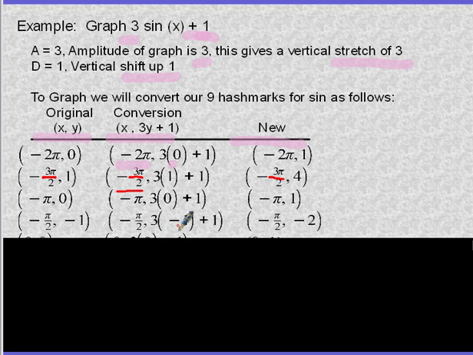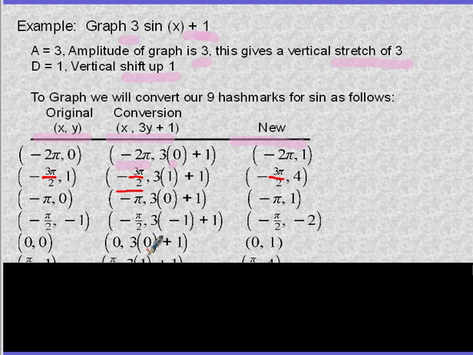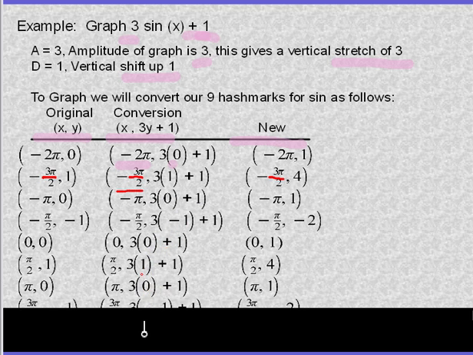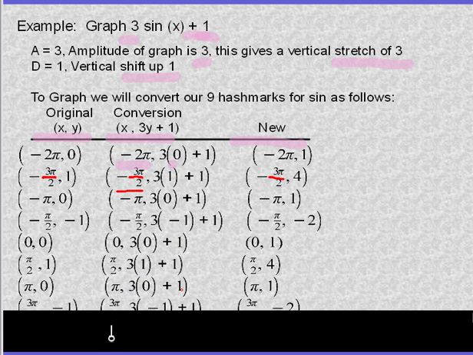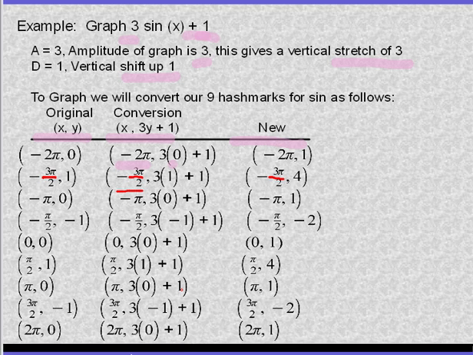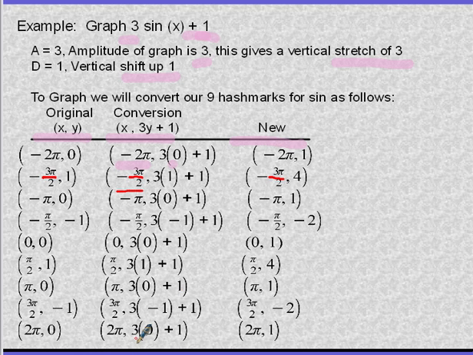3 times negative 1 is negative 3 plus 1 is negative 2. 3 times 0 is 0 plus 1. 3 times 1 plus 1 is 4. 3 times 0 plus 1 is 1. 3 times negative 1 is negative 3 plus 1 is negative 2. And then lastly, 3 times 0 plus 1 is 1. So these are our new hash marks, and these are what we're going to take to create our graph.